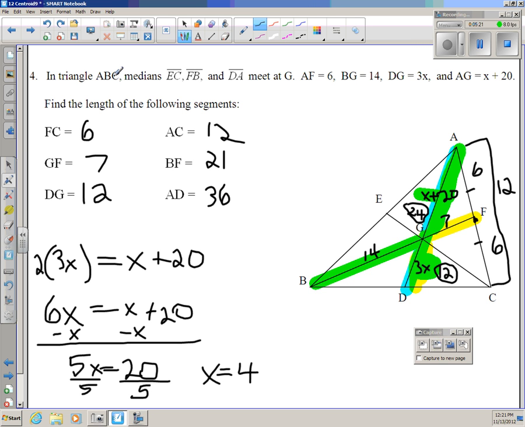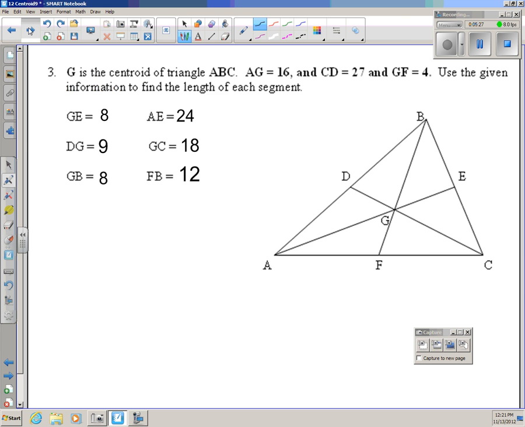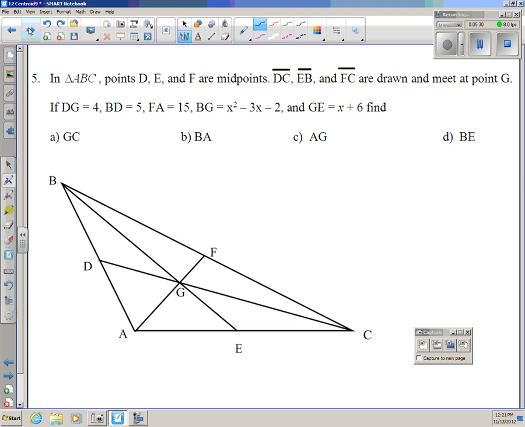Okay. These two problems should give you a good foundation for questions 2, 3, and 5. Okay. Here you will have to solve a quadratic. I'll give you that as a hint. And that's it.